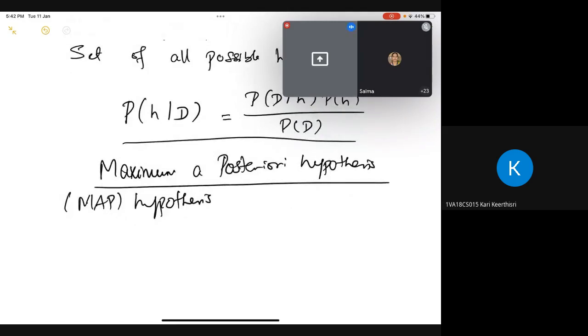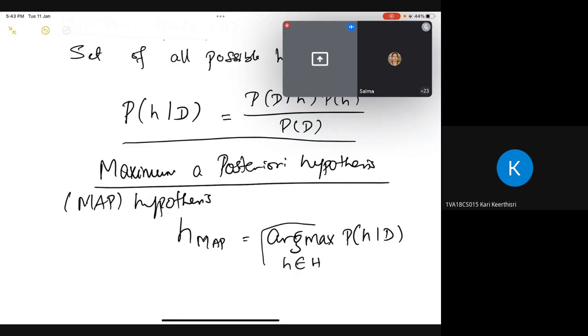Okay, where we describe the MAP hypothesis as the argmax of the posterior probability, where h belongs to the hypothesis space H. Now, what is this?